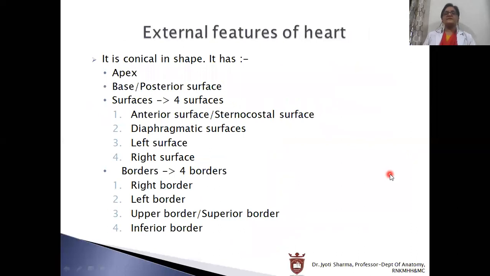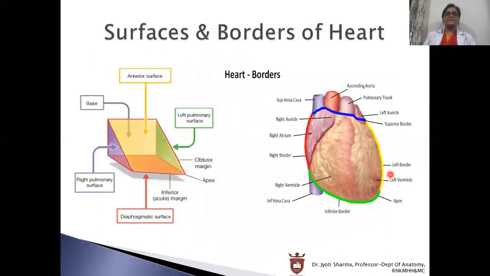Now we see the external features of the heart. It is conical in shape, has an apex, a base, which is the posterior surface, and four surfaces: anterior surface or the sternocostal surface, diaphragmatic surface, left surface and right surface. Borders, four borders: the right border, the left border, the upper or the superior border and the inferior border.